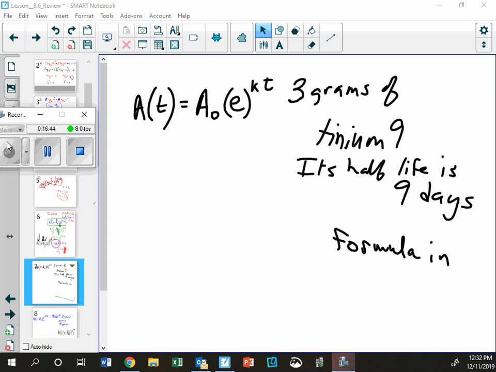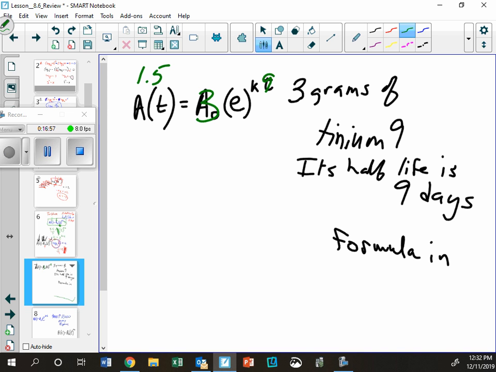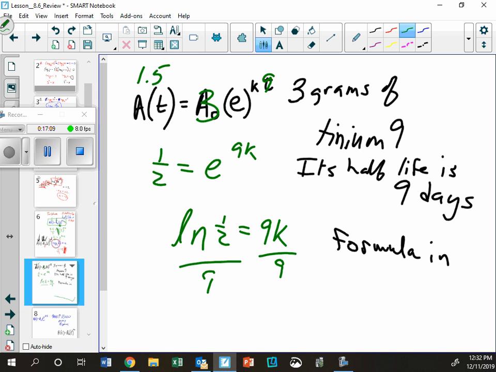Okay, so I'm hoping you put in the starting value here, the half-life number here, and at half-life, this should be 1.5. And then this will be 1/2 equals e to the 9k. ln, log base e of 1/2 equals 9k, divided by 9. The main thing that you figured out was that k was equal to ln 0.5 over 9. Raise your hand if you had that one right. Okay, awesome. Then that wasn't exactly what they asked, though.